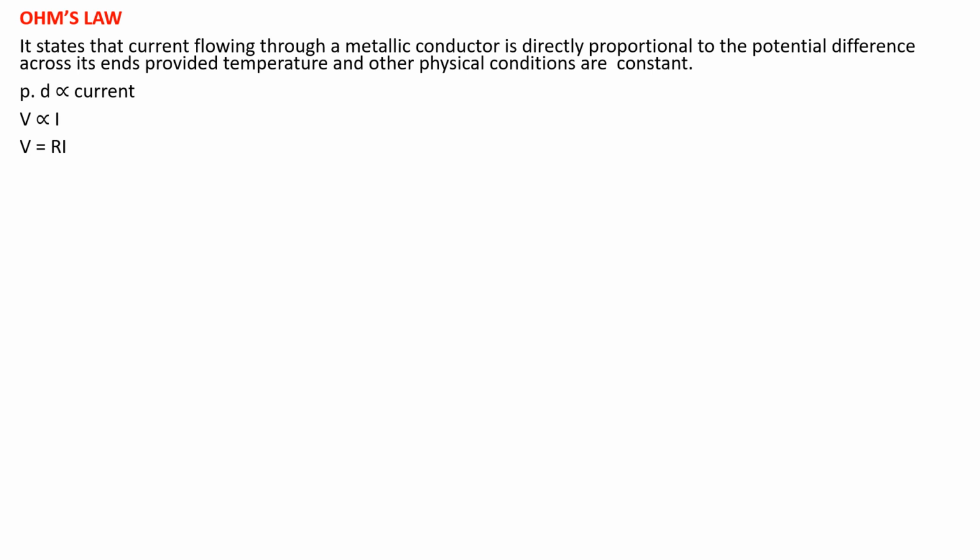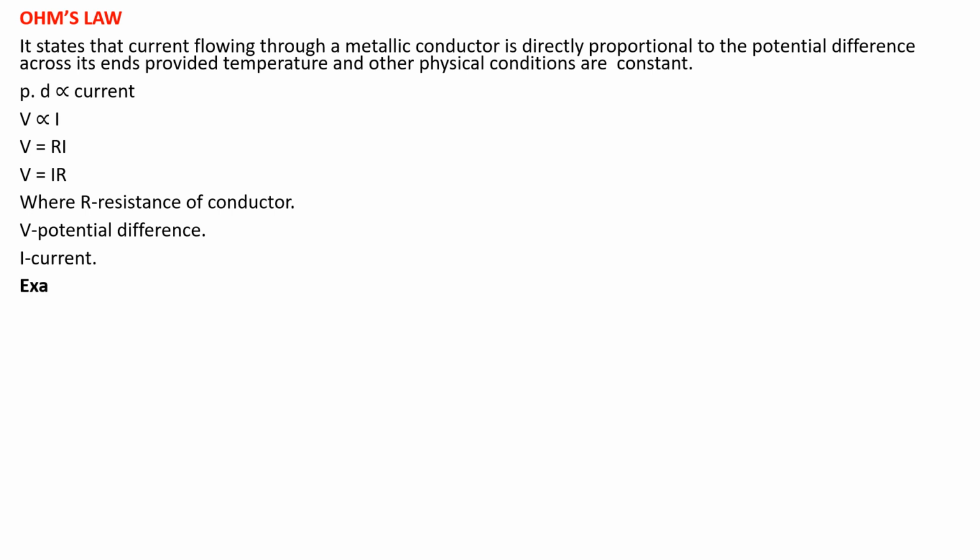Please, this is the third equation. Be careful with it. We are going to use it also. Where R is the resistance of the conductor, and V is the potential difference. We agreed the definition of the potential difference. Where I is the current.